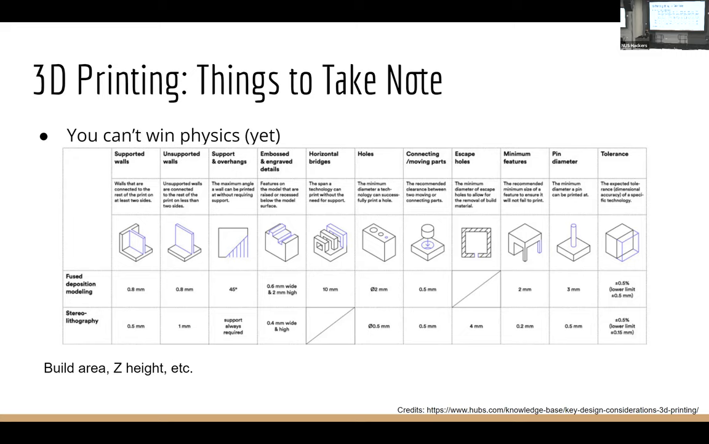And another thing to take note of is the build area. If you know you're going to target a certain 3D printer, you need to take into account its build area, the width, the height, the length. If not, and you design a single part that is so big that it might not even fit onto the build area, then you can't even print it to begin with.